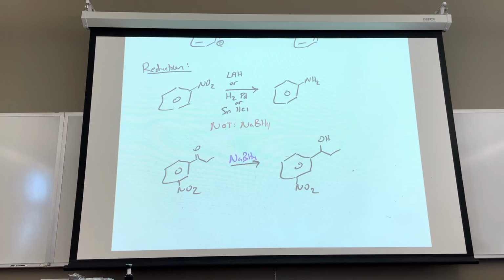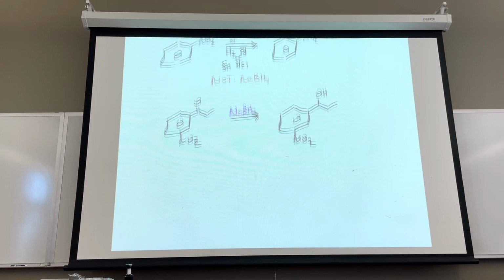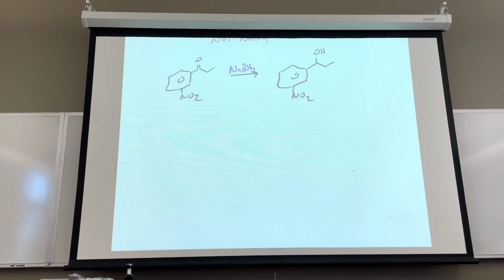Any questions on this one? All right, then let's go ahead to the next thing we can do with these. So we can sulfonate the ring. And this is going to involve making a class of compounds that are known as benzene sulfonic acids.